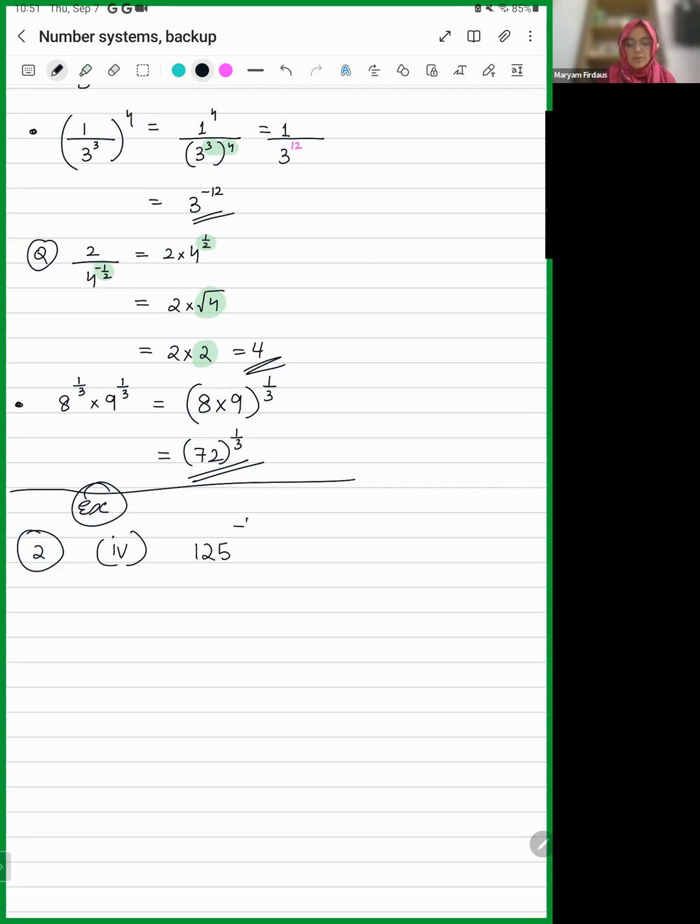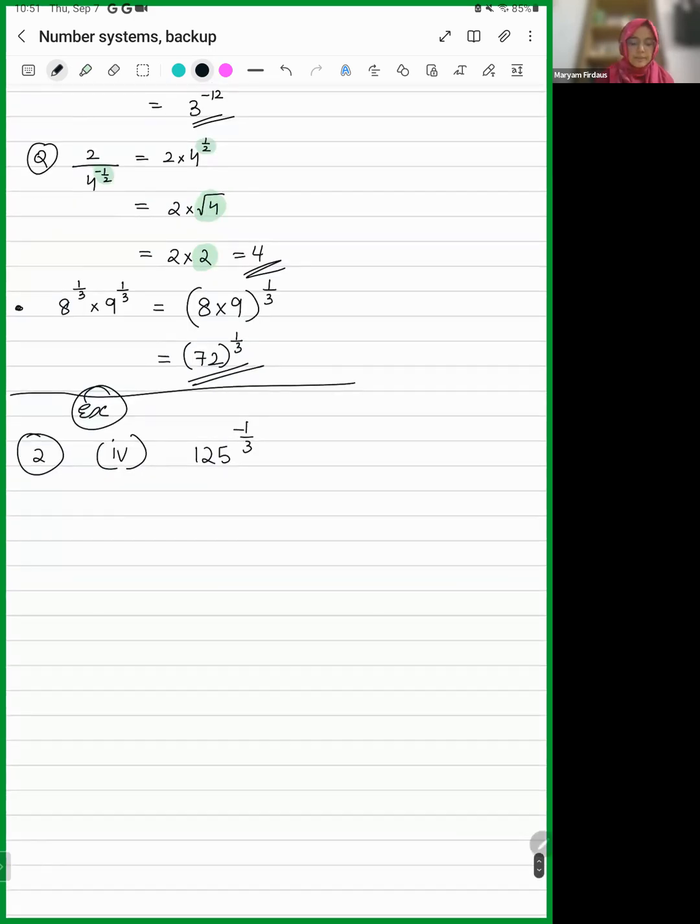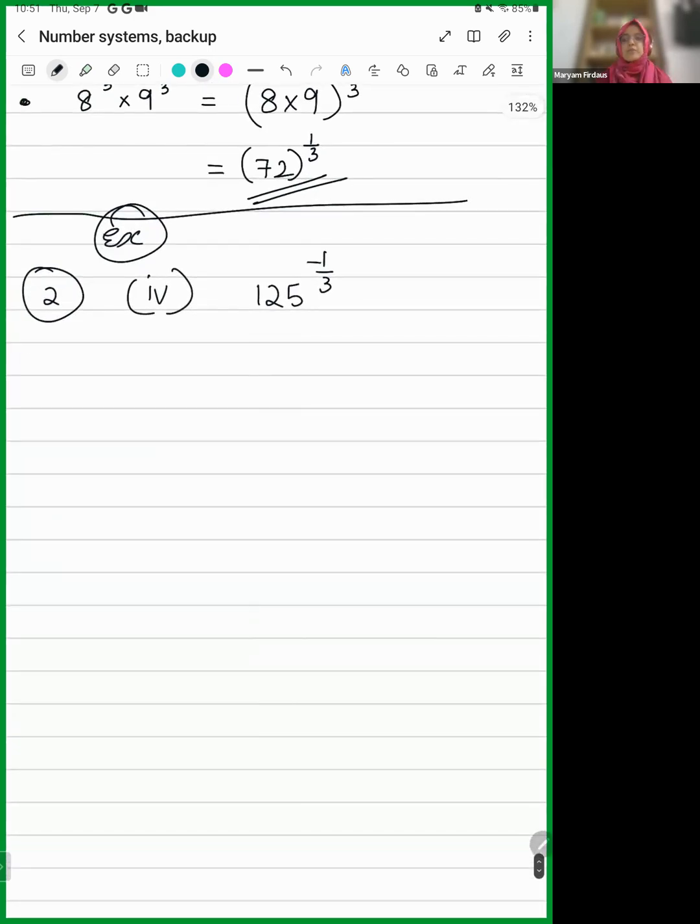125 to the power -1/3. How do we solve this? First of all, pay close attention here. Remember that this is a -1/3 over here. So that means this 125 will go in the denominator. So it will be 1 over 125 to the power 1/3. Only the minus sign gets changed when it comes to the denominator.